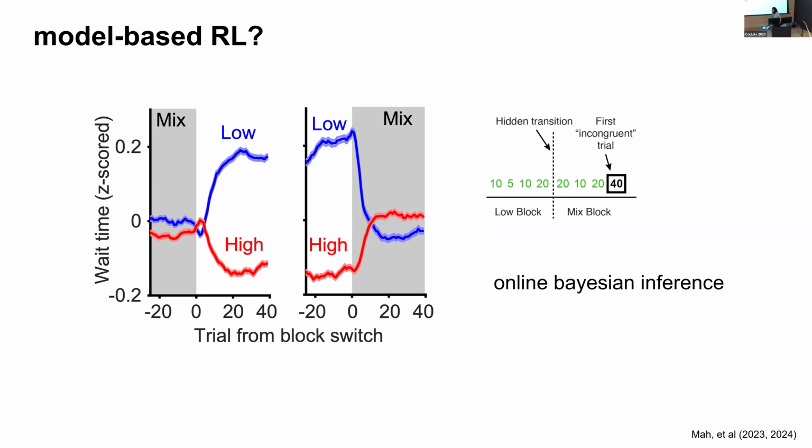Okay, so I don't have time to tell you about this in detail, but there's substantial work in Christine's lab that tried to model just the behavior of the rats, showing that it can be well understood as a form of Bayesian online inference, where basically what the animal does is keep track of beliefs about what kind of world it is in, and then use that to dynamically modulate how long they wait as a function of different rewards.